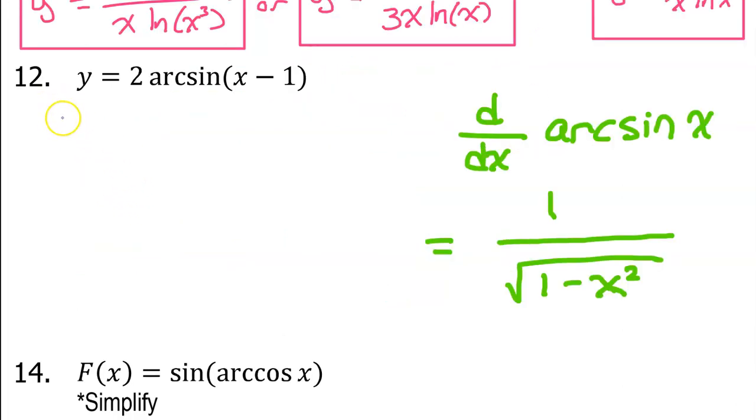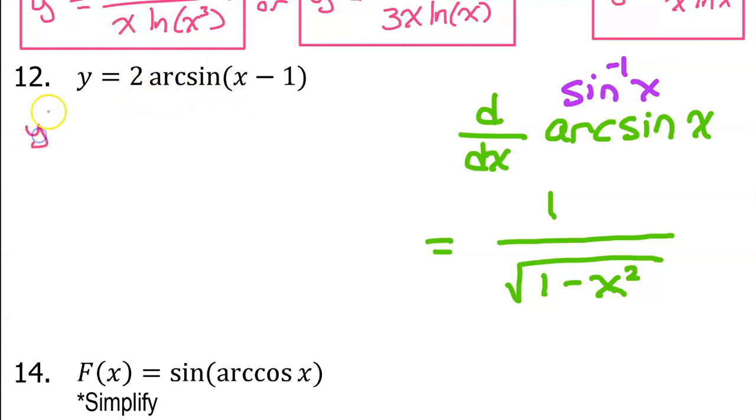Before we do number 12, let me remind you of the relevant rule that we have to memorize. The derivative of arcsine x is 1 over the square root of 1 minus x squared. You just have to memorize that. Also, keep in mind that arcsine is the same thing as inverse sine, in case you ever see it written this way. Anyway, back to the problem.